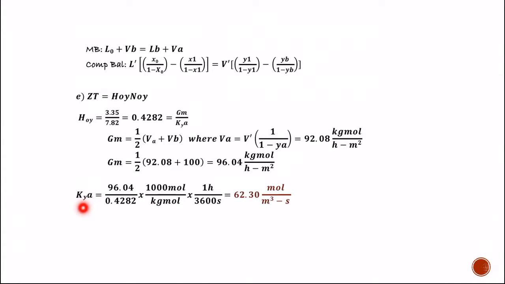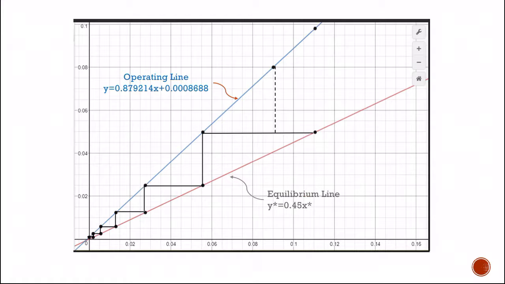We can now get the unknown, which is KYA. Substituting all the available values, we get KYA is equal to 62.30 mole per cubic meter second. Next, the graph: our operating line is y is equal to 0.879214x plus 0.0008688. For our equilibrium line, we are given y is equal to 0.45x.